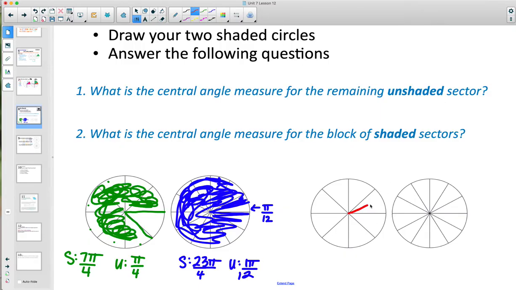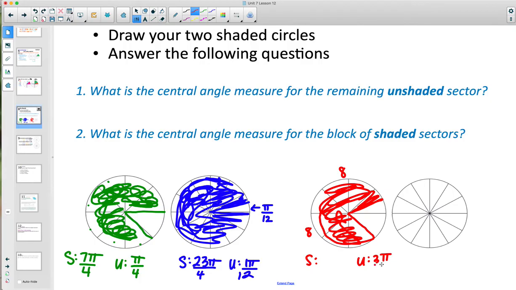Maybe you had split one of these in half for an 1/8. And maybe you got shaded to here. So shaded versus unshaded. We had this as an 1/8. This is 2/8. So you have 3 pi over 8 unshaded. And shaded, you have 2, 4, 6, 8, 10, 12, 13 pi over 8 shaded. Since there's 16 total, you've shaded 13 of them. So those are just some ideas of what could have come up if you were in class.